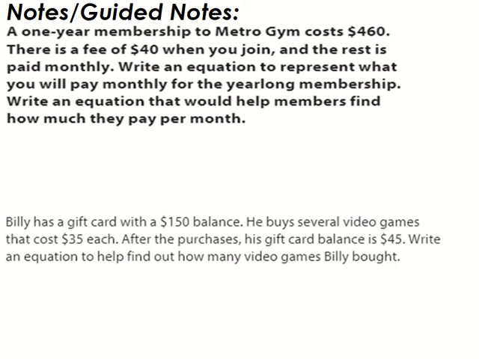Okay, so we have a 1-year membership to Metro Gym that costs $460. There is a fee of $40 when you join, and the rest is paid monthly. Write an equation to represent what you will pay monthly for the year-long membership. Write an equation that would help members find how much they pay per month. Okay, so we have a 1-year membership that equals $460. We have a fee of $40, and then the rest is paid monthly.